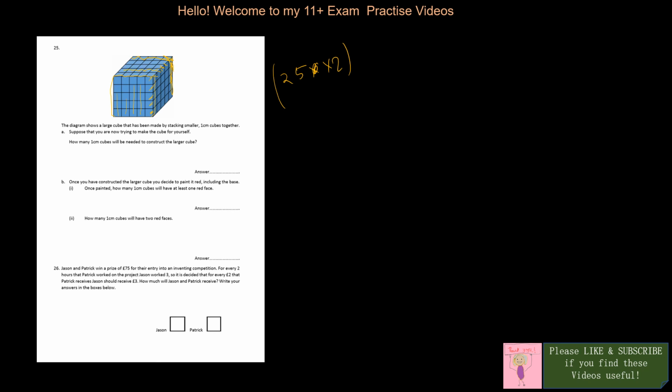So 5 times, so it will be 5 times 1, 2, 3. 5 times 3, 15. So there will be 15 here. How many 15s are there? There's 15 here.